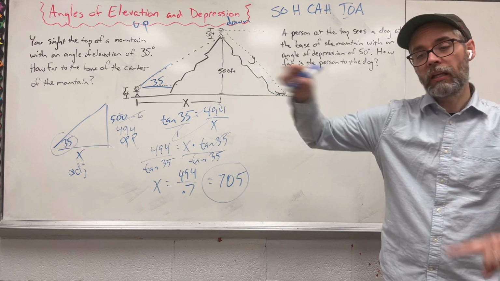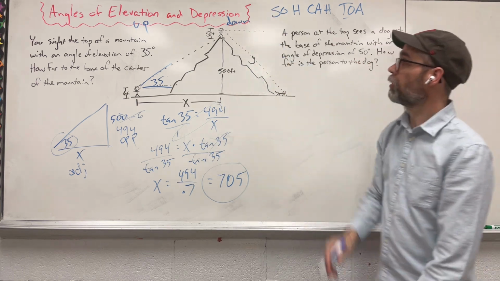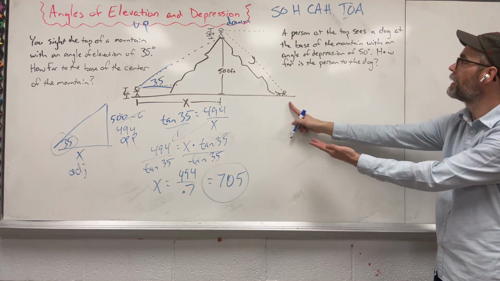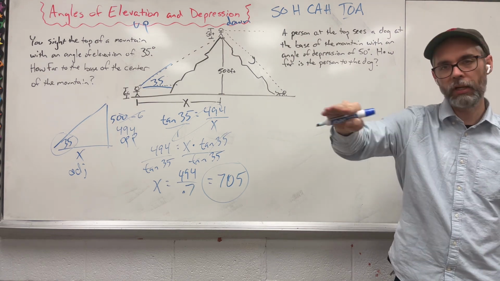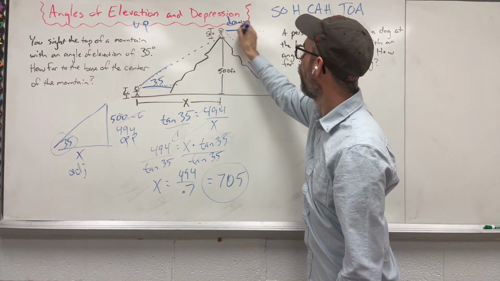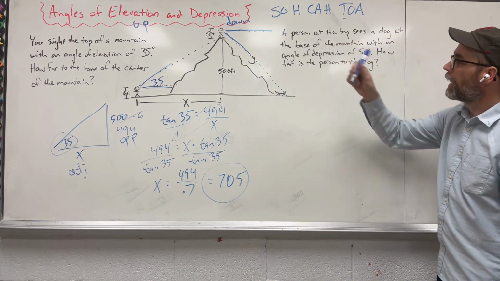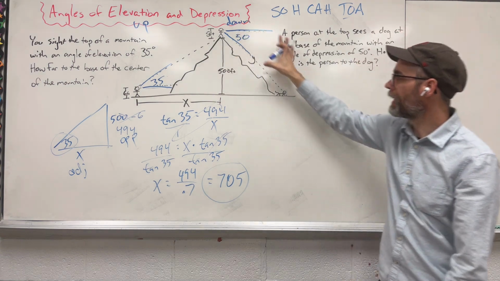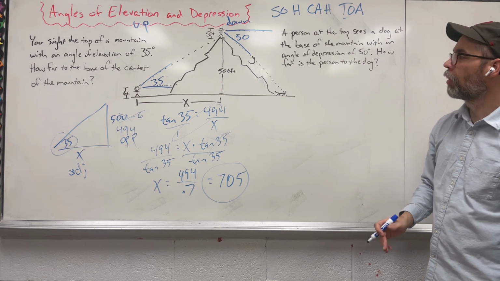Now, let's take this to the other side of the mountain. We have a person standing on top of the mountain, and they see a dog, how cute, at the base of the mountain with an angle of depression. We get that angle of depression by looking straight ahead for our horizontal, and then our view goes down. The angle of depression here is 50. So we've got this whole thing going downwards, down's depression. Okay, how far is the person from the dog?